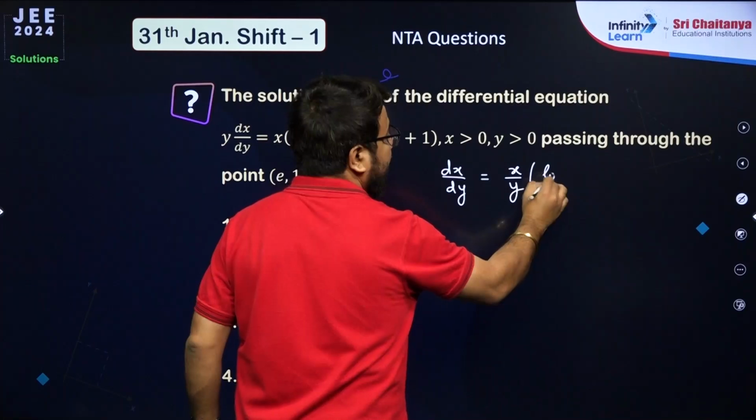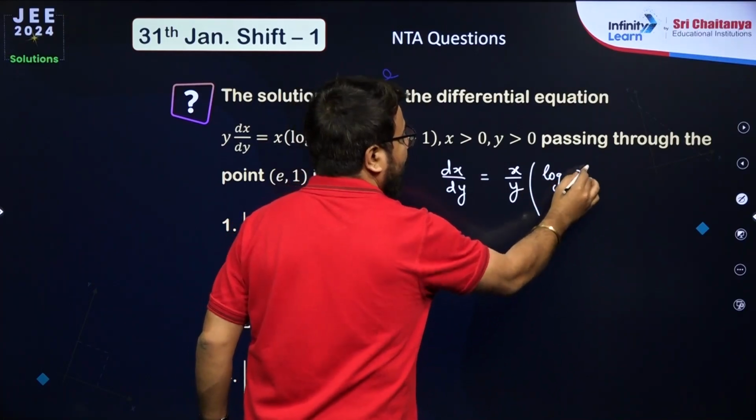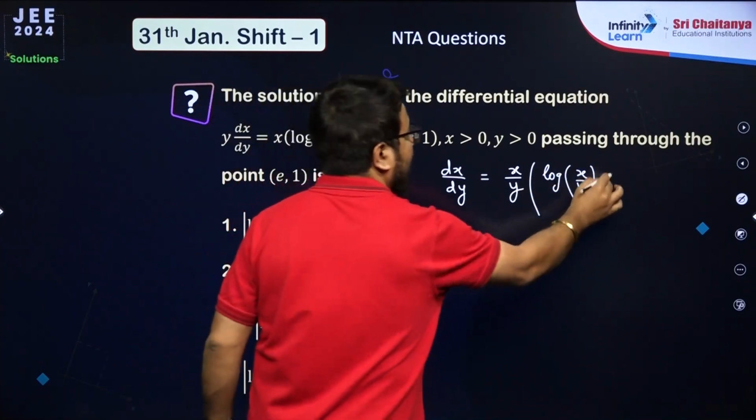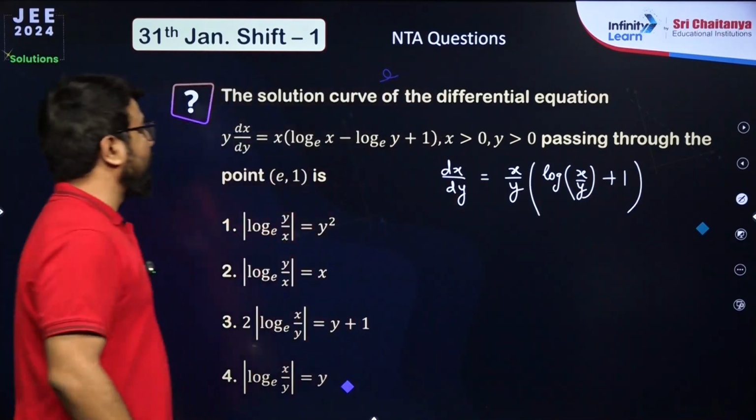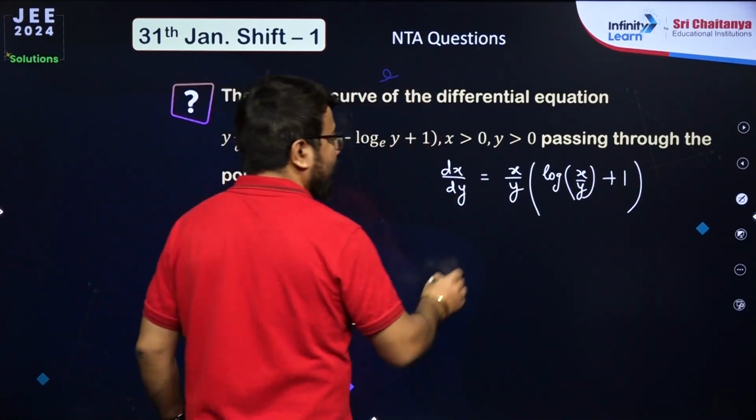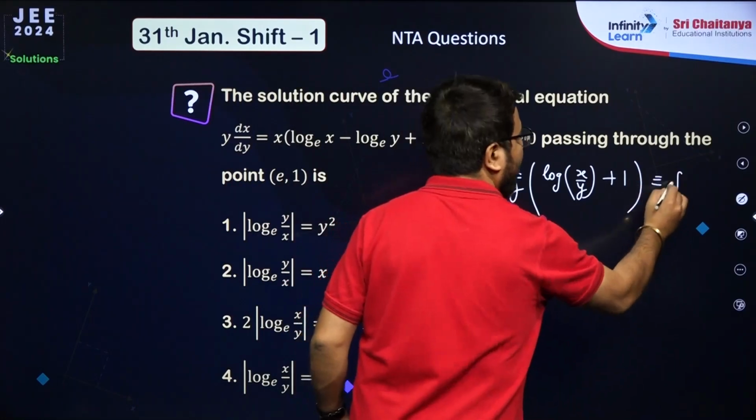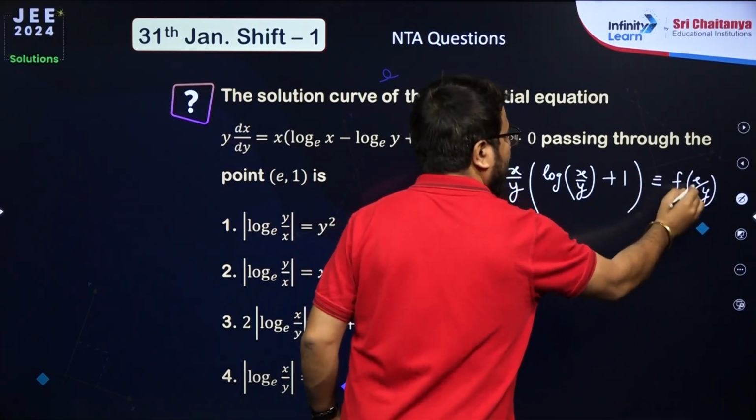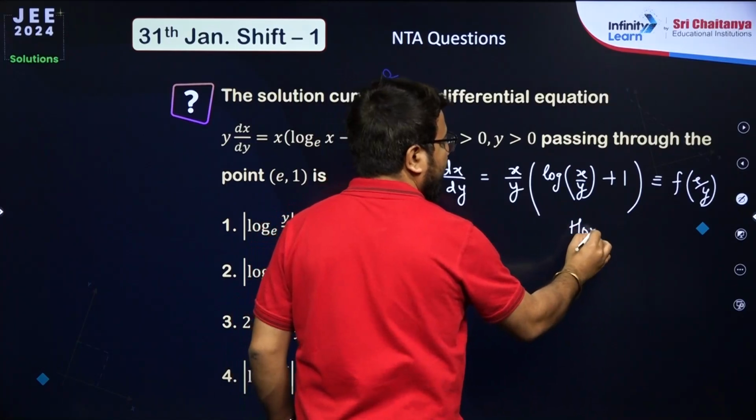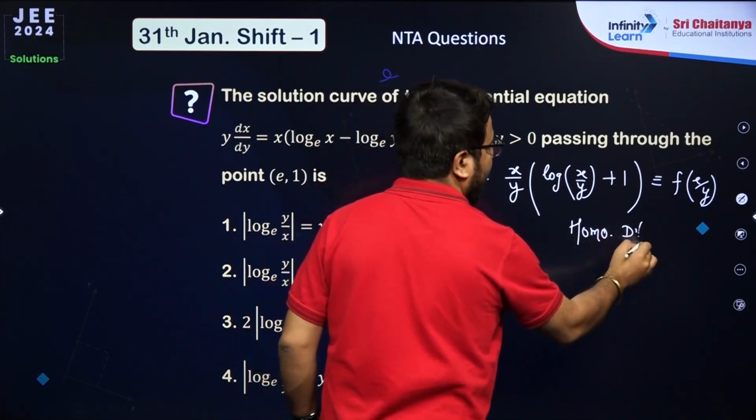This is log x by y. Can you see that? Because log a minus log b is given, and then added to 1. I hope you are able to understand this. So my dear students, this is a function of x upon y. Don't you think that this is a homogeneous differential equation?